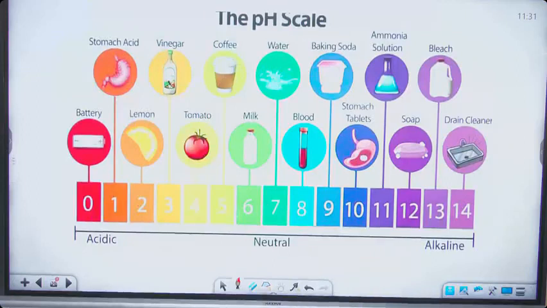The acid in lemon, citric acid, pH value equal to 2. The acid in vinegar, acetic acid, pH value 3. The acid in tomato, oxalic acid, pH value 4. Tea, coffee, tannic acid, pH value 5. Milk, lactic acid, 6. Water, 7.